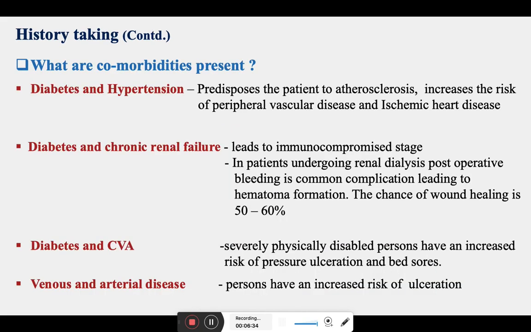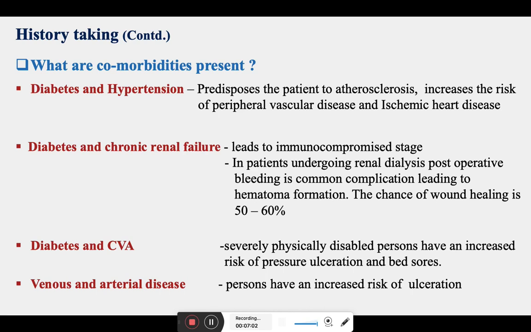So what comorbidities are present? Now, hypertension is one of them. Hypertension predisposes a patient to atherosclerosis and increases the risk of peripheral vascular disease and ischemic heart disease. Chronic renal failure. Now, the patient may present with CRF and it leads to an immunocompromised state.